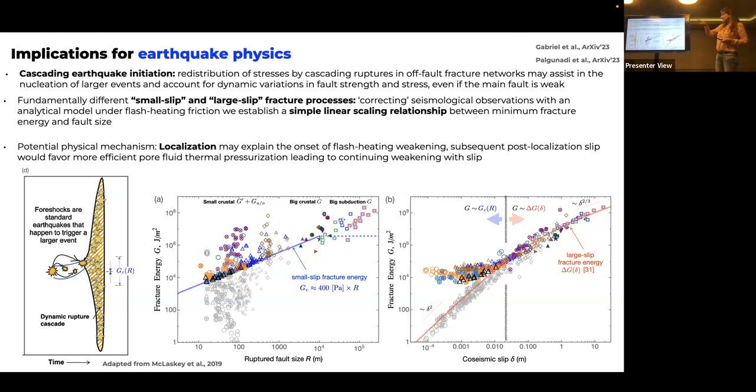So all of this goes into these models that I just showed, because we were interested in coming up with a physical mechanism to explain how earthquakes can nucleate and propagate over 6 orders of magnitude of size. And a potential physical explanation could be localization. Coseismic localization may explain the onset of flash heating weakening, which is governing small slip, whereas subsequent post-localization slip would favor the more efficient onset of thermal pressurization, which is a mechanism that is better in explaining continuing weakening with slip. So that would be more on this side of this diagram, the large slip fracture energy.